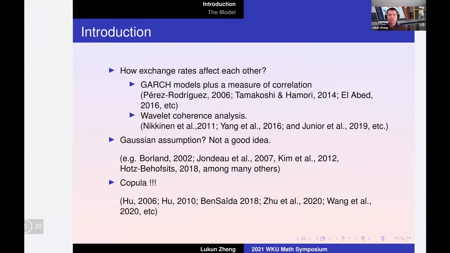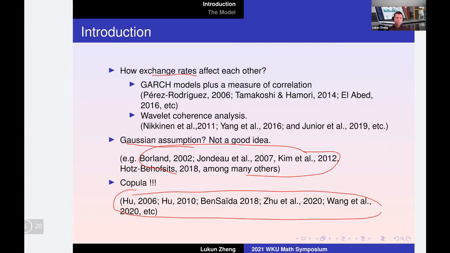As we said, there are a lot of studies about how exchange rates affect each other, with different approaches. A lot of studies are based on a Gaussian assumption, assuming the data are normal or something like that. But this is not a good idea because the financial world is very complicated. It's not always normal. That's why when Copula was first introduced to model the financial world, it instantly attracted a lot of attention. There are many studies using Copula to model financial data.